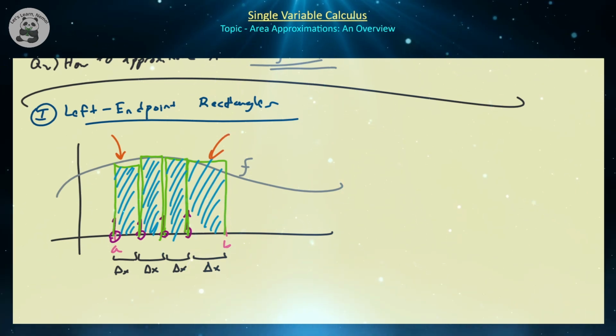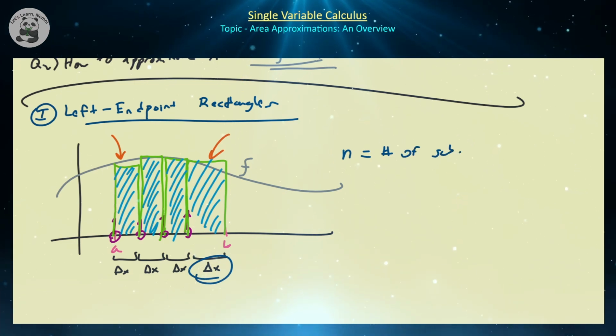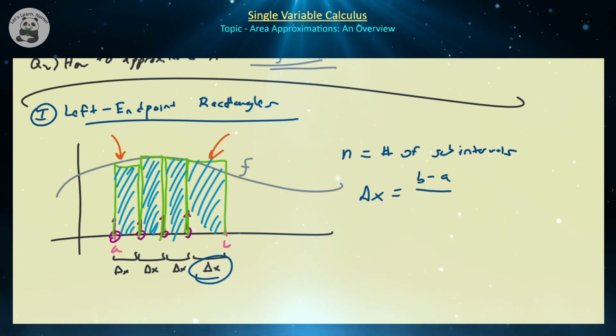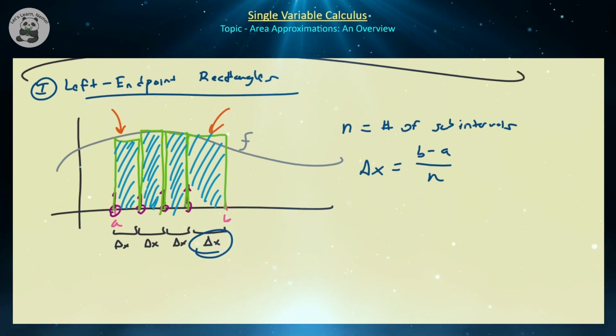So, how do you find delta x for a general interval [a, b], where you assume that n is the total number of subintervals that you want? If n is the number of subintervals, delta x can easily be found by taking this total length b minus a and chopping it up into n equally divided lengths. So once we have that, how are we going to find these areas?